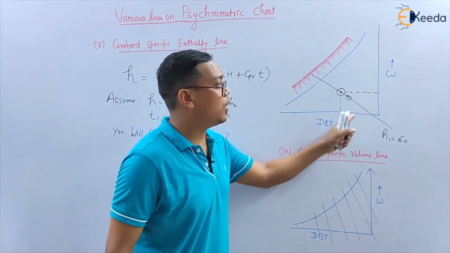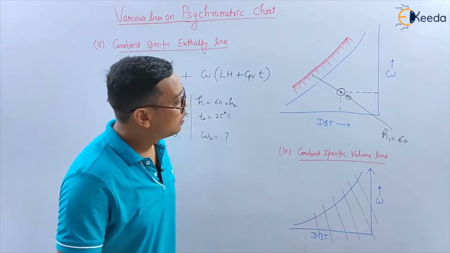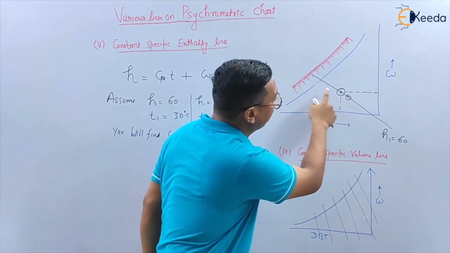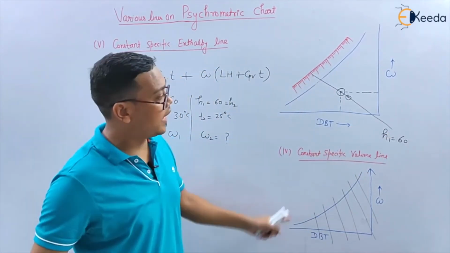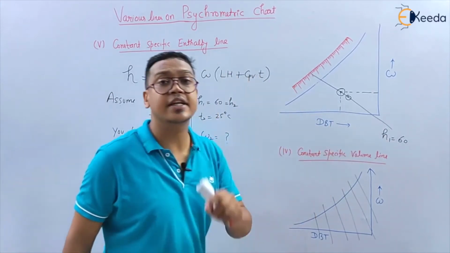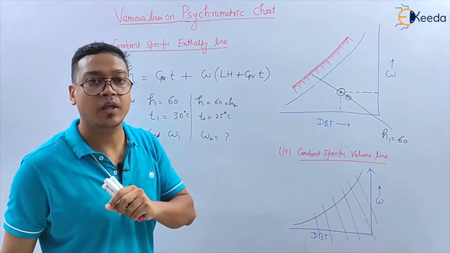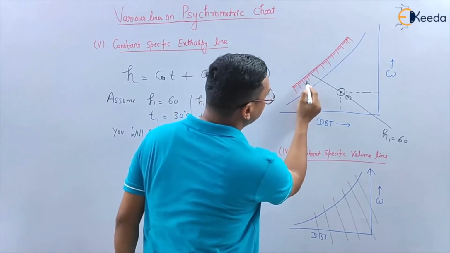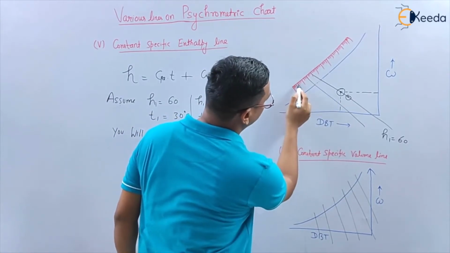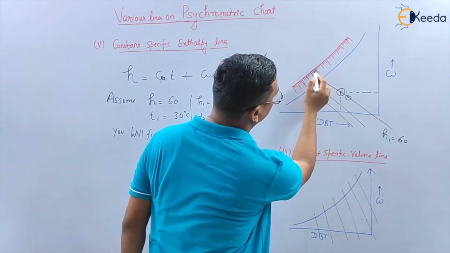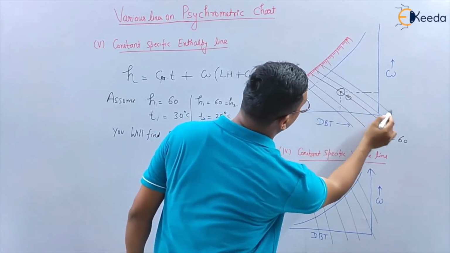T2 we have to assume and omega we can find. So both these two points I will get, and I will connect them. I will get this line. This is the constant enthalpy line. Like this, there are so many lines we will draw on the psychrometric chart.